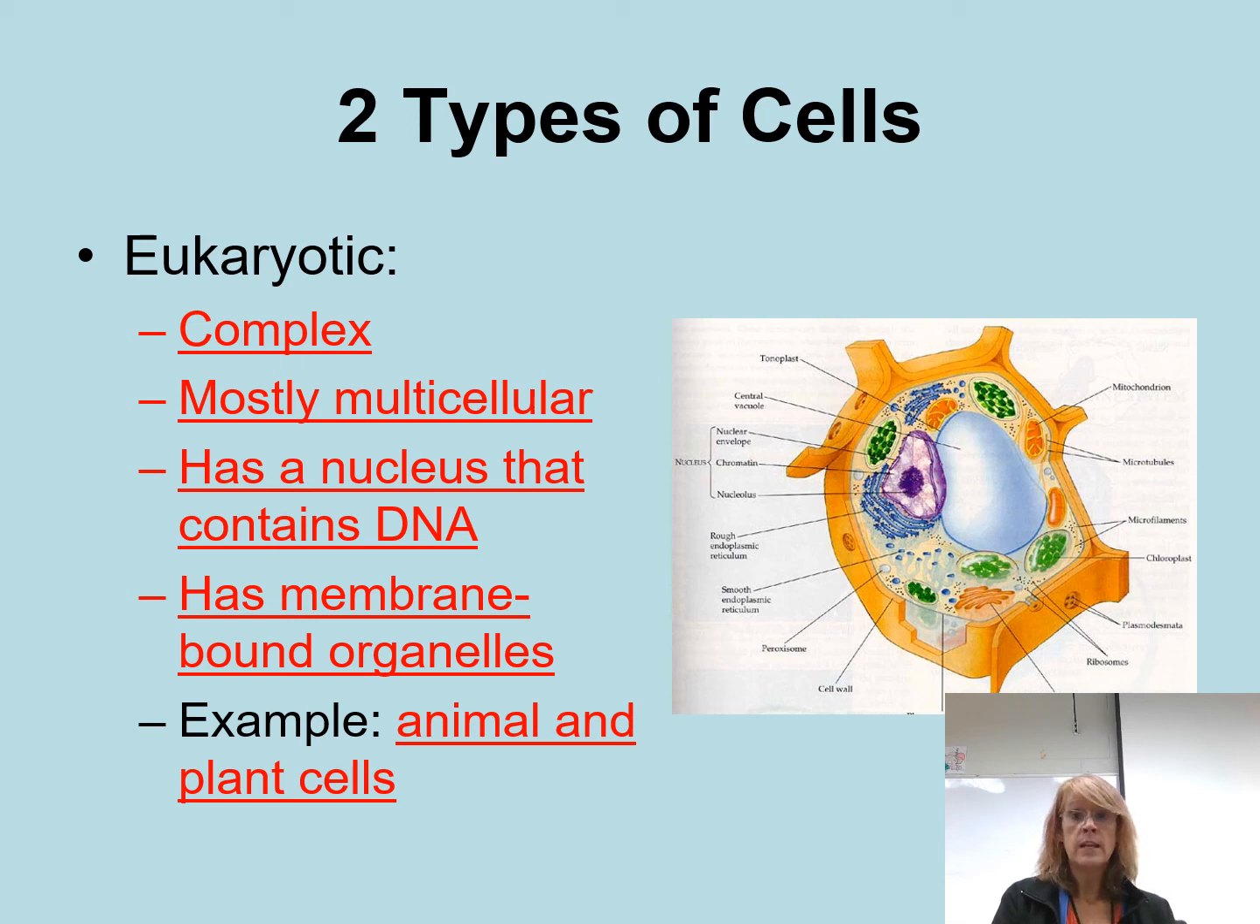So if you're a prokaryote, you don't have a nucleus, you don't have a lot of parts, you're always unicellular, and you're automatically called a bacteria. If you're a eukaryote, you're complex because you have all these different membrane-bound organelles.